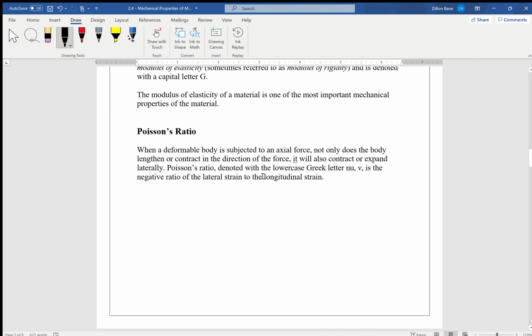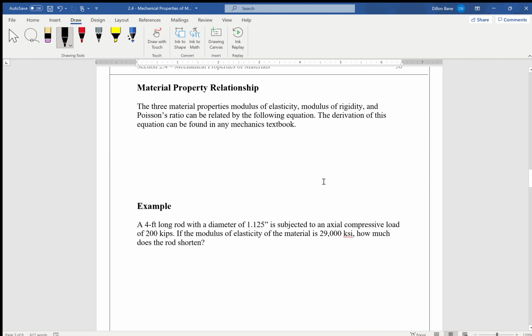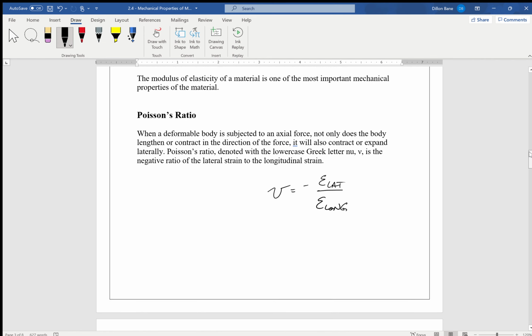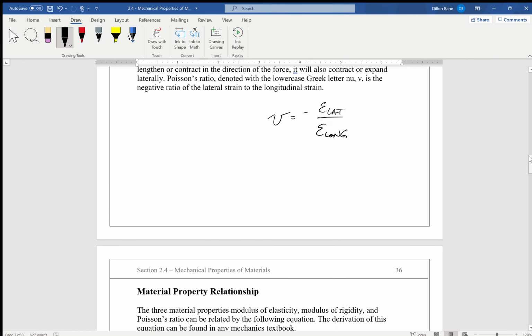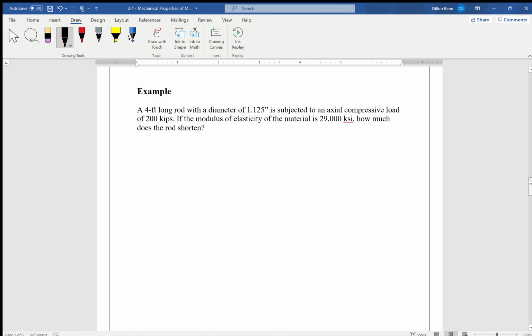Poisson's ratio we defined with the Greek letter nu. It was the negative ratio of the lateral strain to the longitudinal strain. And then finally we got to our material property relationship, where we said that the modulus of rigidity G is equal to the modulus of elasticity E divided by 2 times 1 plus nu. So those were the 3, or I guess 4 equations that we're really worried about when we're talking about mechanical properties. We went through that, and then we started working on some examples.